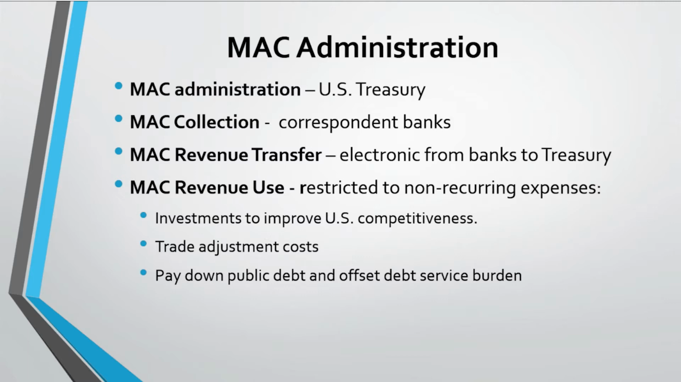But it is a tax, and the U.S. Treasury should manage it. It would be collected at the point of entry by the correspondent banks who handle international currency transactions. Those banks would tweak their computer systems so that with every transaction, the 50 basis points, or whatever the MAC currently is, would be electronically transferred to the Treasury. And we could discuss later the different uses that the money could be used for.